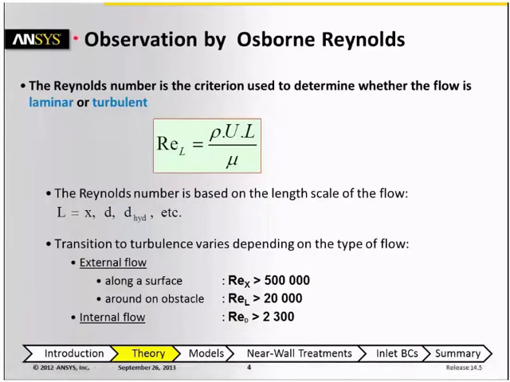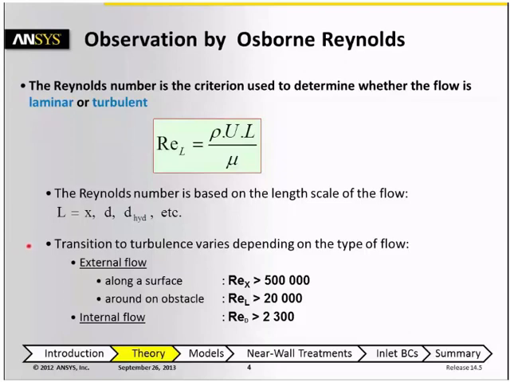The definition of the Reynolds number is shown here at the top of the slide, and you can see it includes the density, viscosity, velocity, and a length scale L. The length scale is different for different kinds of flows. For flow over a flat plate, it's the distance from the leading edge of the plate. For flow around an obstacle, it's the diameter of the obstacle. For internal flows, we use the hydraulic diameter, and so on, so there are different definitions for different kinds of flows. The Reynolds number serves as a criterion that determines whether the flow is laminar or turbulent.